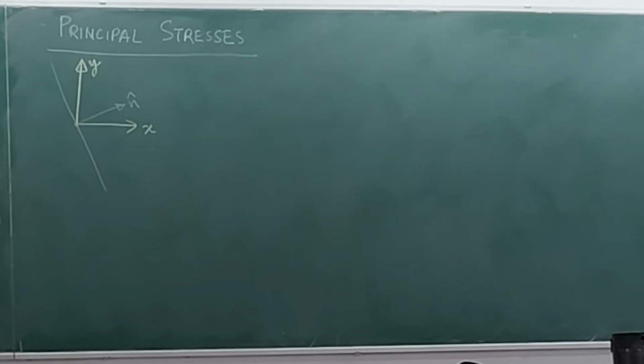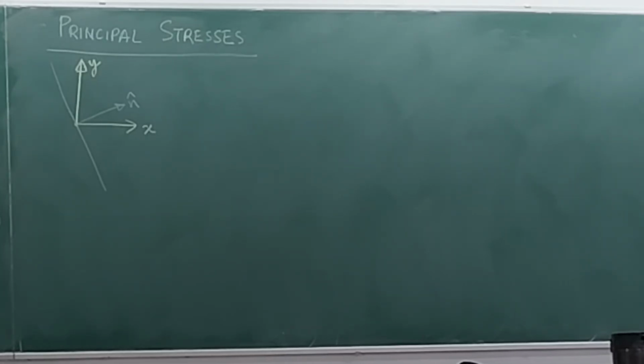Now, we have seen that in general, when you have this arbitrary cutting plane, the traction vector will have the two components Tnn and Tns. And we identify them equivalently as sigma x dash and tau x dash y dash. But now we ask ourselves the very important question. Can there be such a plane? Mark my words. Can there be such a plane on which the traction vector is lying along the unit outward normal itself? The answer of course is yes, which is why this topic exists.